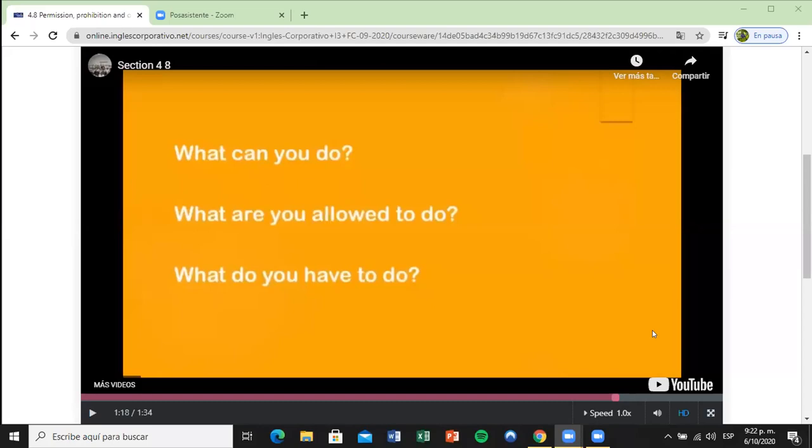For these, you can think of sentences to complete based on your house and based on your job or your office, okay? What can you do at your job? What are you allowed to do at your job? And what do you have to do in your job? And then the same thing: another three questions for what can you do in your home, what are you allowed to do in your home, and what do you have to do in your home.